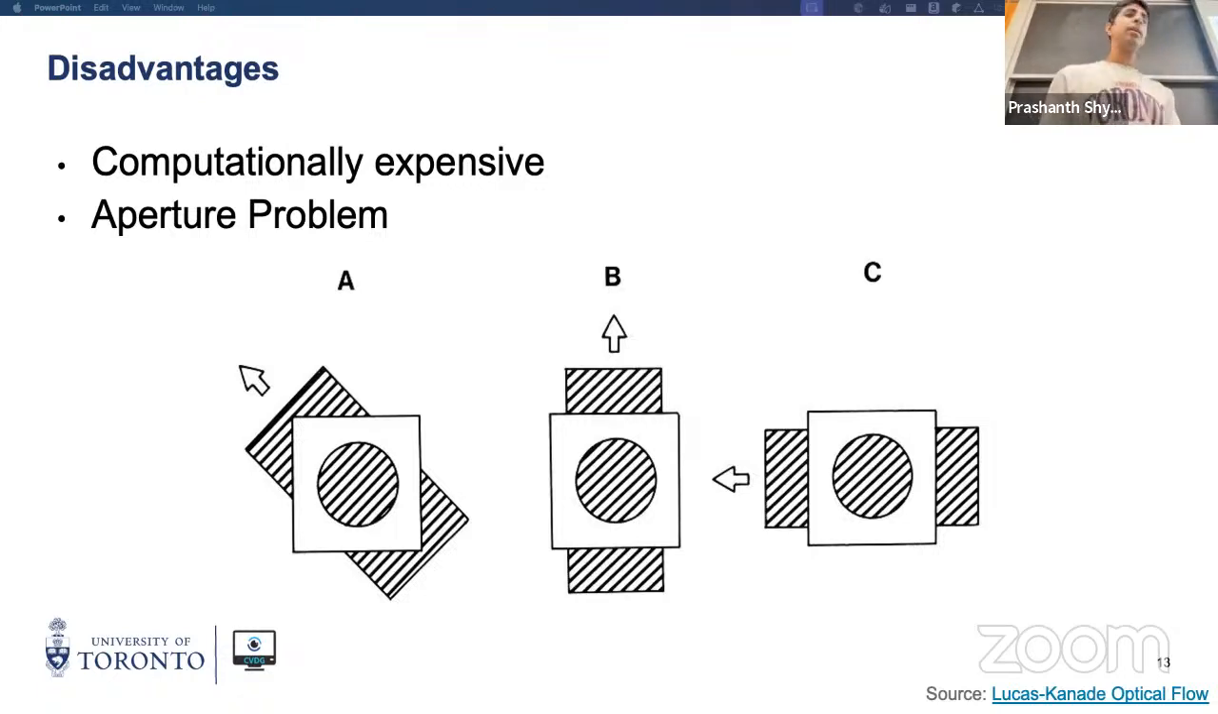Another disadvantage is that this algorithm doesn't account for occlusion. So once a pixel goes behind some obstruction, you can't track it anymore because it's gone. There's no more information about that pixel. So yeah.